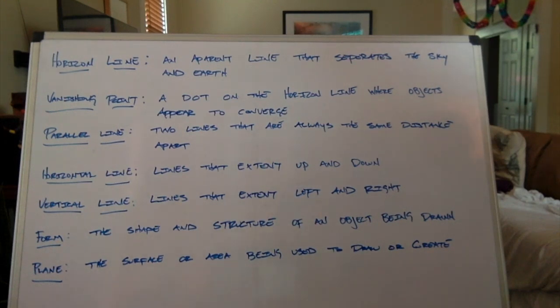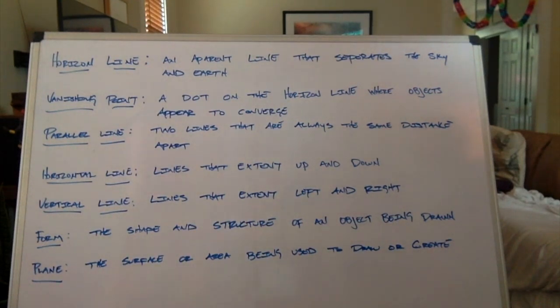Now a plane is the surface or area that is being used to draw or create. So if you decided that you'd like to do a charcoal drawing on a piece of paper, the piece of paper is the plane. If you'd like to do a big mural on the side of a house or a building, that building's wall is the plane. So the form is what you're drawing, and the plane is where you're drawing the form.